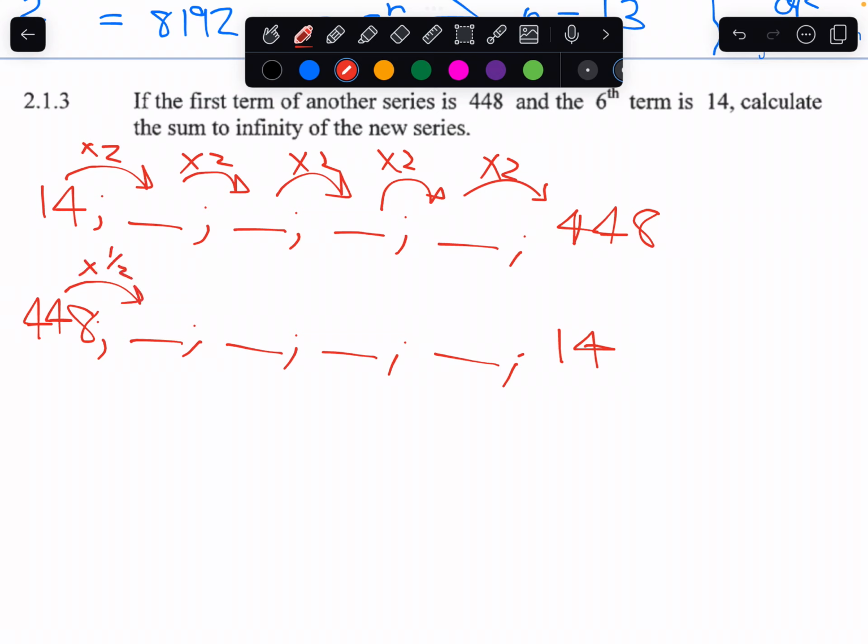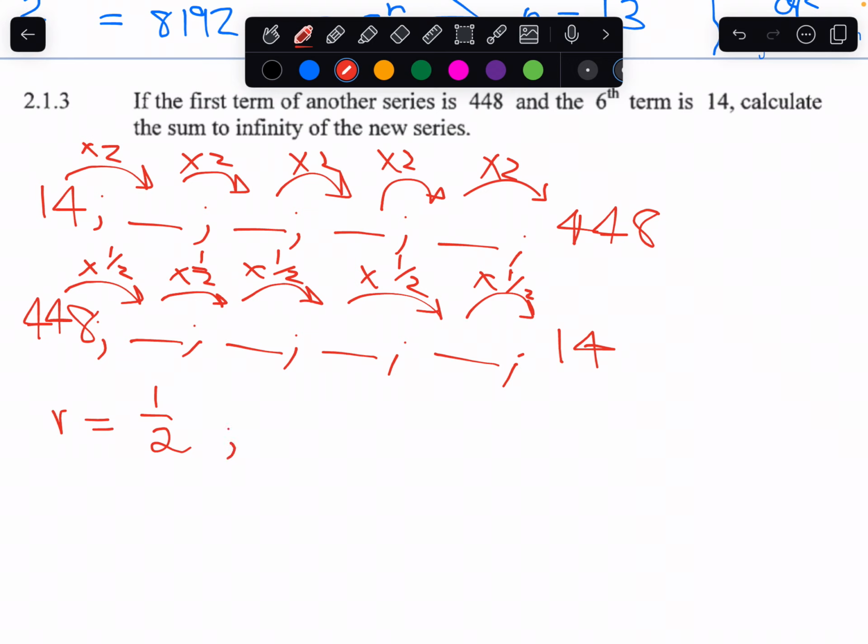we are now dividing by 2, right? We're going backwards, or timesing by a half. So in this new sequence, our R is now a half. So it makes sense that there is a sum to infinity because R is a proper fraction. It's a fraction between -1 and 1. So we have R is a half, A is 448.